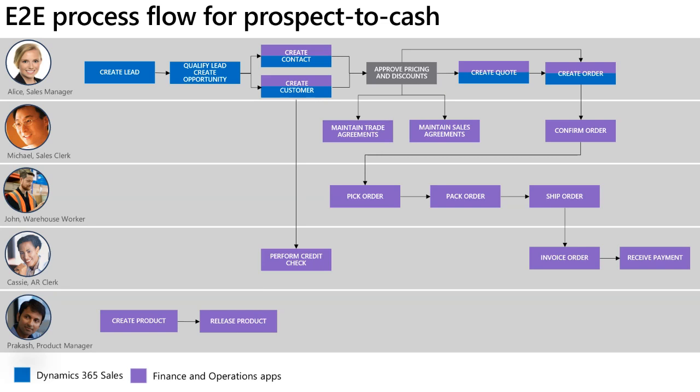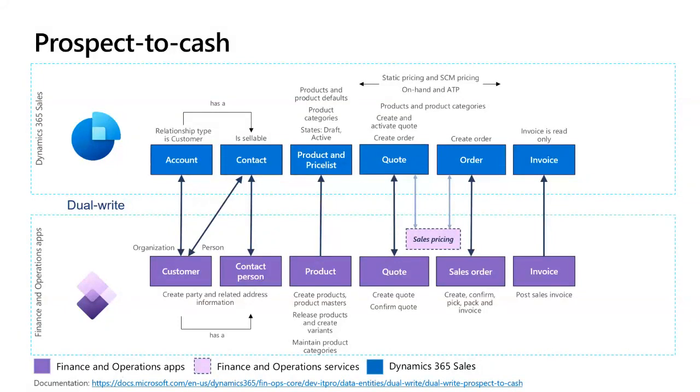We have some other processes that support this one around product creation, and where our AR personnel in finance and operations may perform a credit check. From Alice's perspective as well, the lead creation and opportunity management is performed in sales. That is not a connected process with finance and operations either. If we look at this from a data flow perspective, starting on the left-hand side, we have accounts and contacts in sales. And in finance and operations, these are represented as customers and contact person.